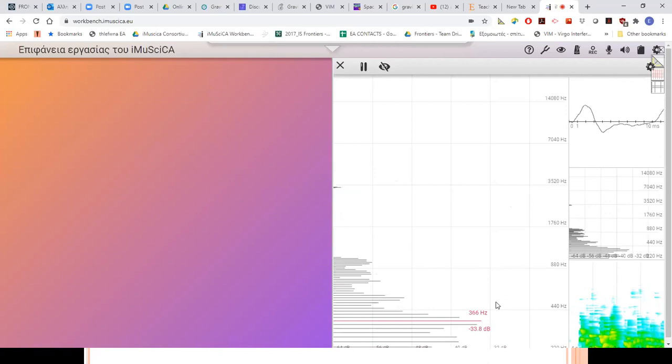Now, if I speak for a long time, you will see that some frequencies will change, and we will need to see how this pattern changes over time. So this is what the spectrogram does.